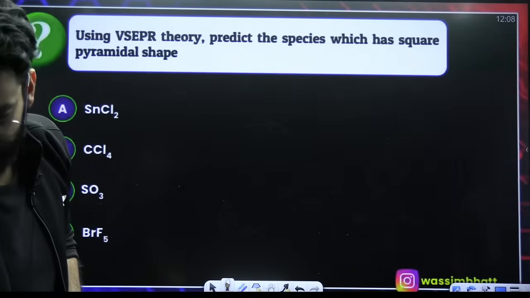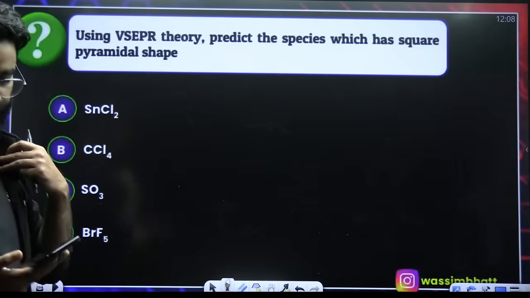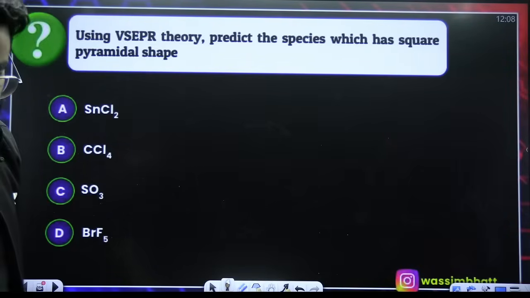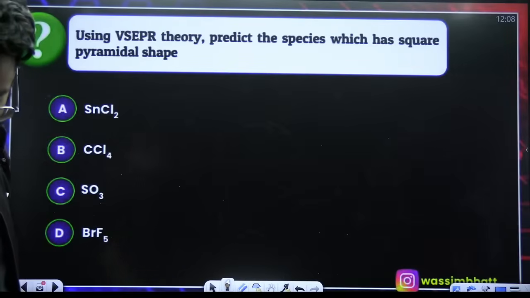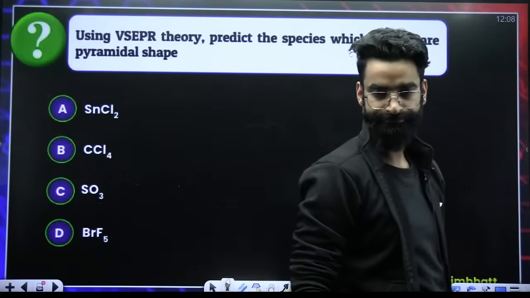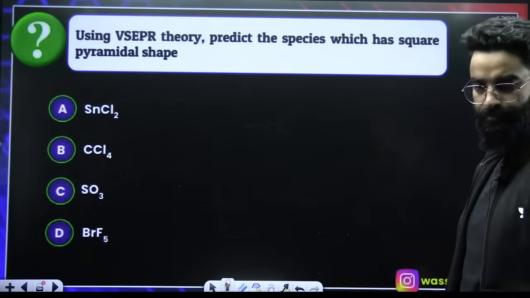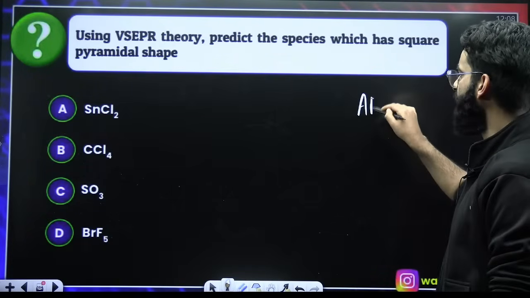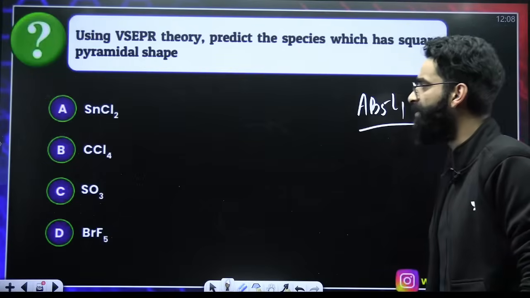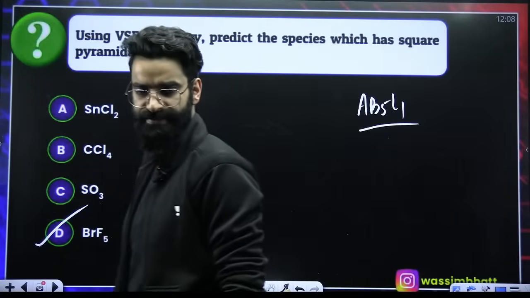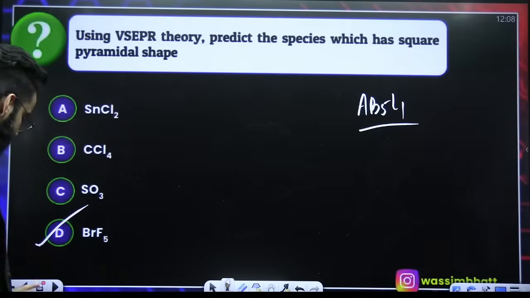What about this one? Wait, guys. Square pyramidal shape. Square pyramidal means AB5L1. Yes?